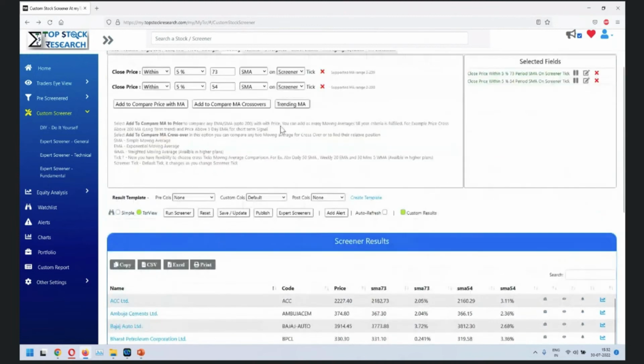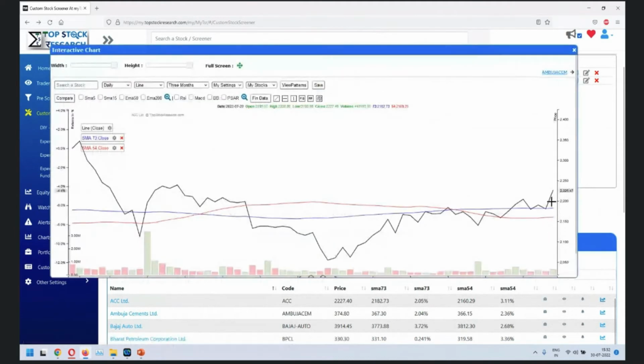So what we have done is we have found stocks within 5% of the 73 and 54-day moving averages. So when you look at this, it is in a very small range. Now, does it make sense? Not too much, but it will make better sense if you're looking at the price above a smaller moving average and below a larger moving average. It will give you an idea of where the stock could be moving. And if it is within a certain moving average range, it's likely to cross. So that can be a good stock for your watch list.